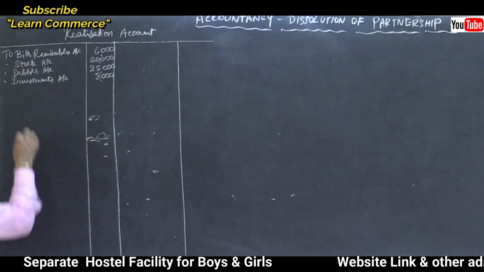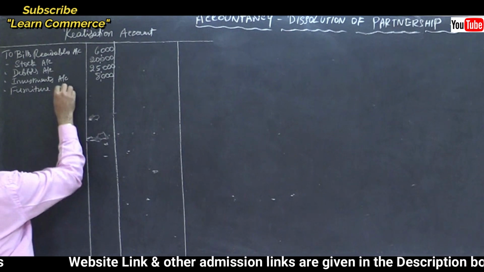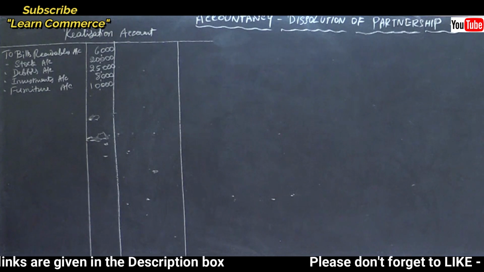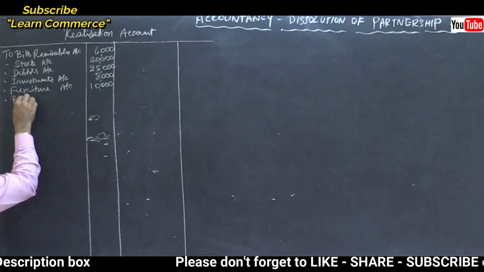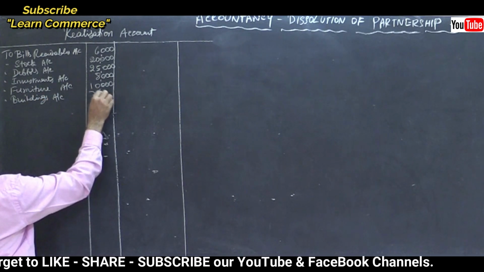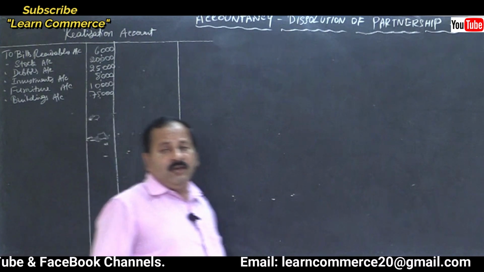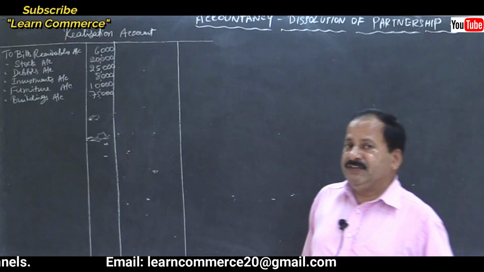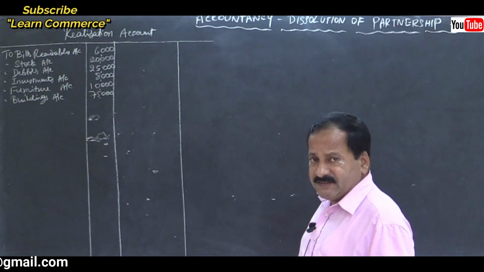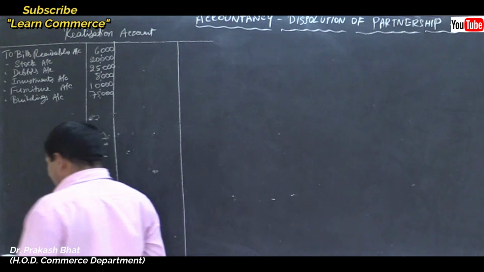Then furniture 10,000. Buildings 75,000. Then that's all. Transferred all the assets, saleable assets, isn't it? Tangible assets. If intangible asset is there, that also should be transferred, isn't it? But while selling, we should be careful. That's all. Now let us move on to the liability side.